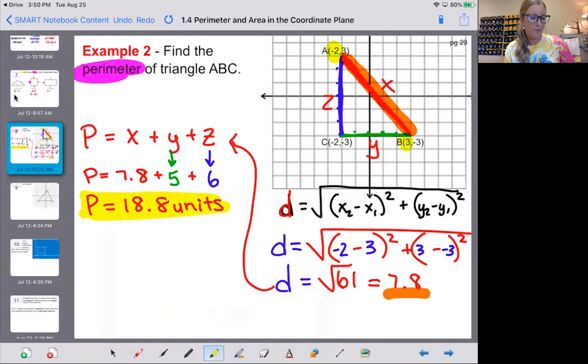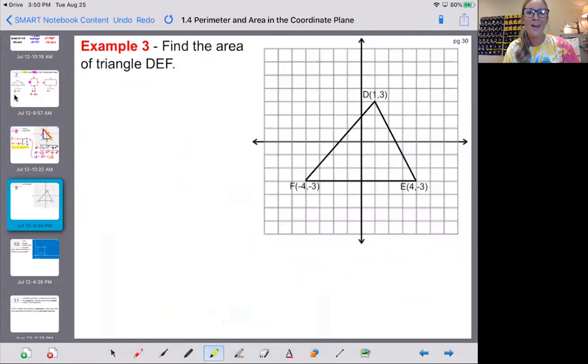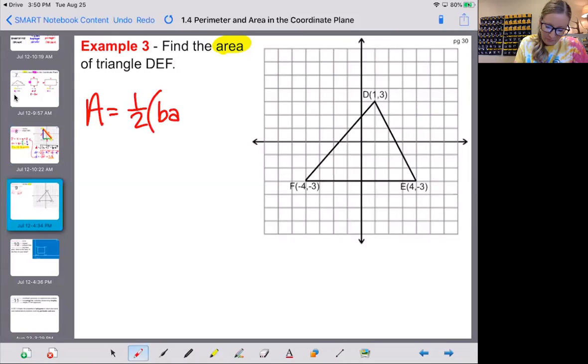All right, next we're gonna do a similar problem, but we're gonna do area this time. So you'll see this one is asking for area. So again, if you flip back over in your notebook to where we wrote those formulas down, the area of a triangle is 1/2 times the base times the height.